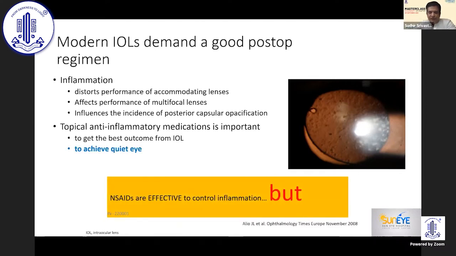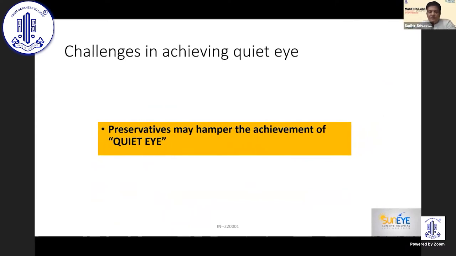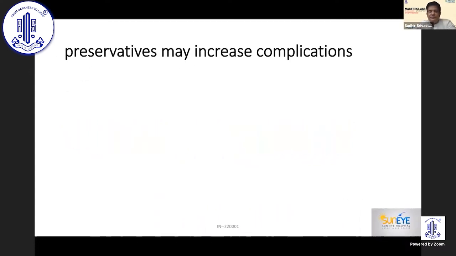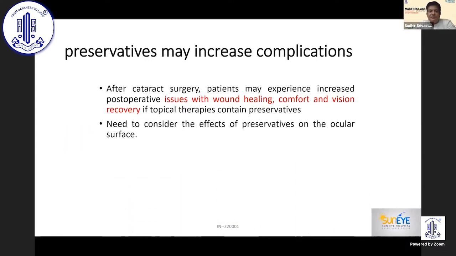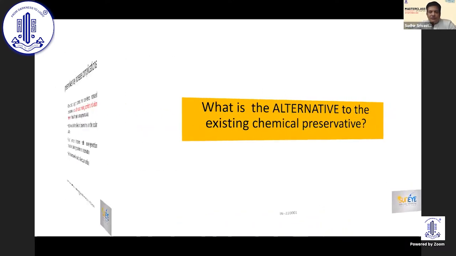So this we can achieve by putting non-steroidal anti-inflammatory drugs and keeping the surface normal. But again, if we use any kind of medicine, we have to use preservatives. So we need to have preservative-free medications, which not only take care of the ocular surface, but also reduce the intraocular inflammation.